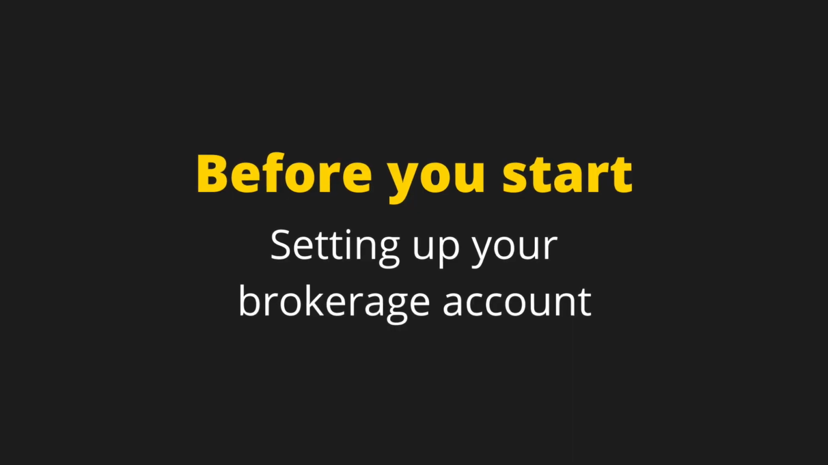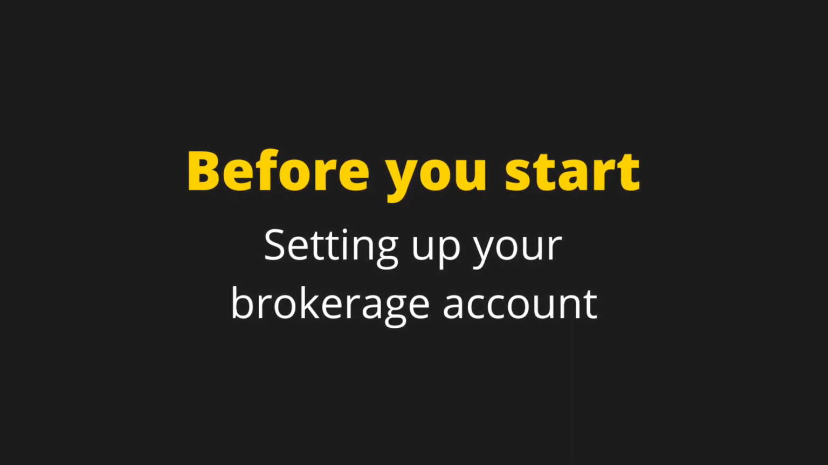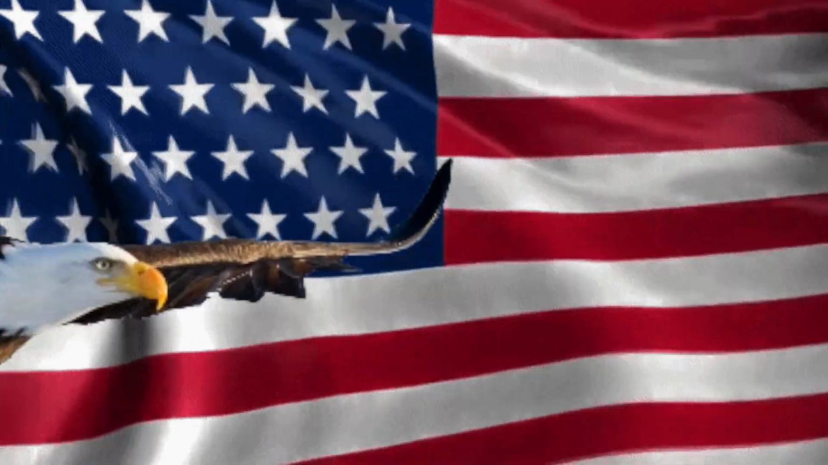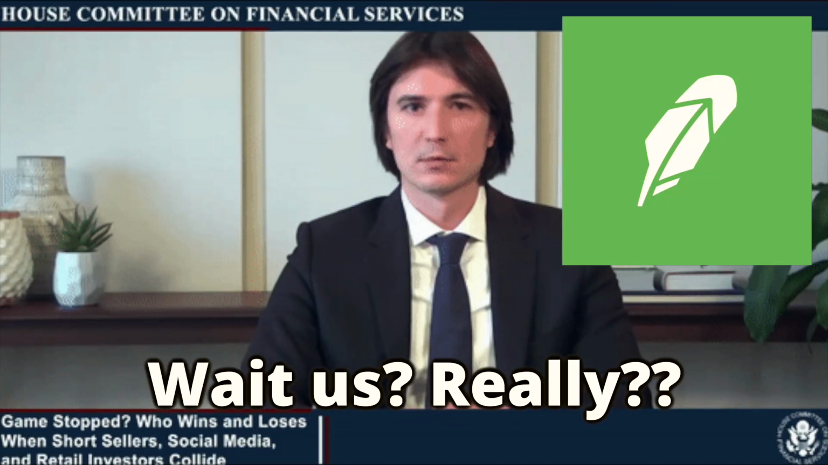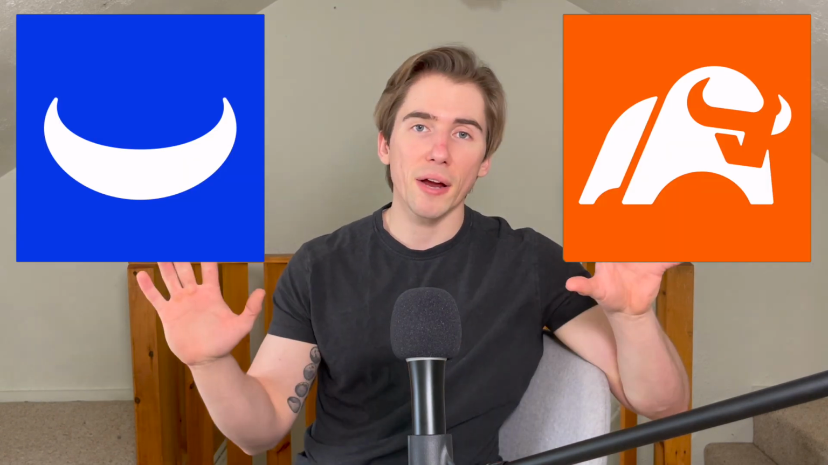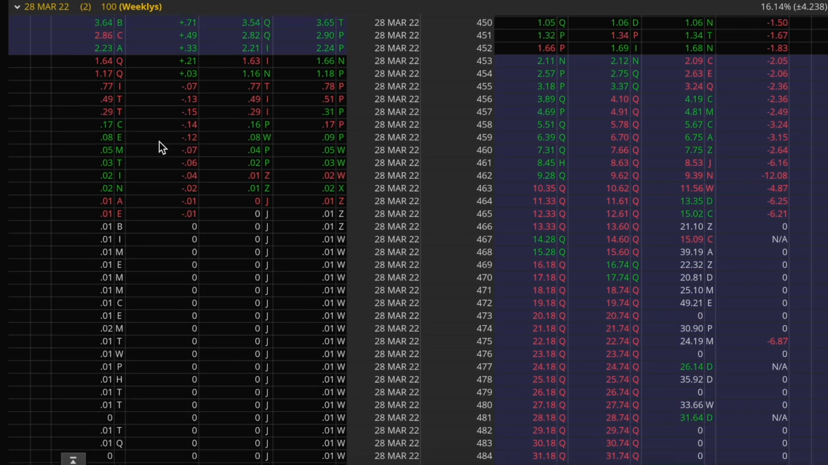Now, before you start trading options, you'll have to set up a brokerage account. And in the US, we have plenty to pick from. If you want a pretty user interface, then Robinhood is probably your best bet, but you can also go with Webull or a new one called Moomoo. But if you don't care about the user interface and having it easy to use, then you can always go with the old school Fidelity or TD Ameritrade.